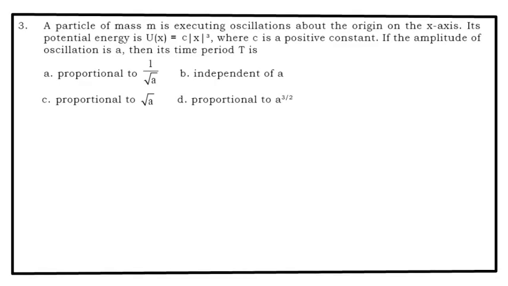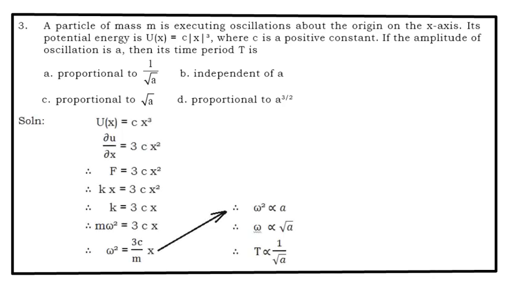Problem number 3. A particle of mass m is executing oscillations about the origin on the x-axis. Its potential energy U is equal to c into x cube, where c is a positive constant. If the amplitude of oscillation is a, then the time period T is. Options are right in front of you. Now we know that U(x) is equal to c into x raised to 3. Del U by del x, if I differentiate this, I get 3cx square. But del U by del x is equal to force, which is a restoring force. So restoring force F is equal to 3cx square.